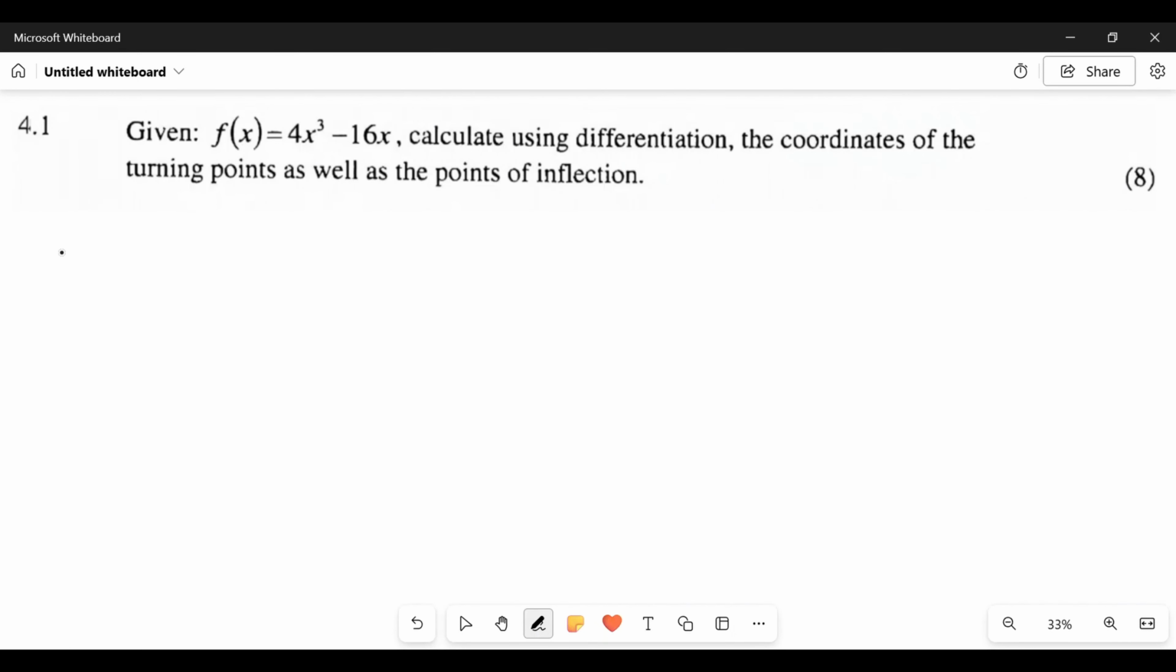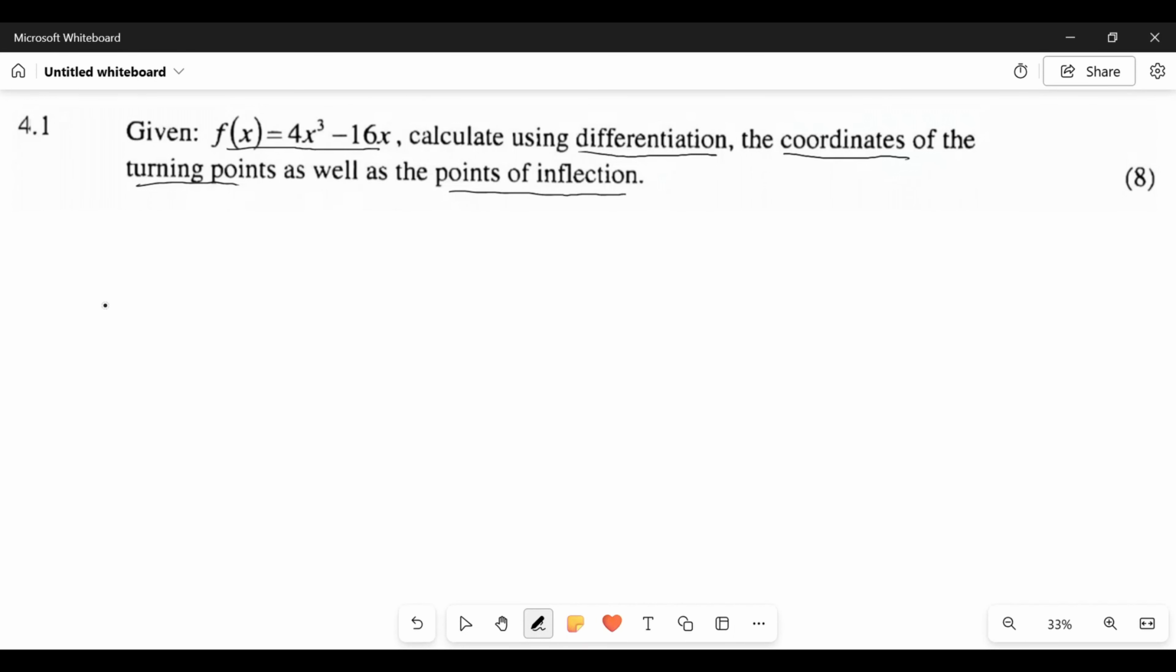All right guys, let's look at 4.1. Now the question goes like this: given is f of x equals 4 multiplied by x cubed minus 16x. Then they say, calculate using differentiation the coordinates of the turning point as well as the point of inflection. So what they want here is for us to find the coordinates of the turning point and the point of inflection, and we must use differentiation to do so. So here is the function that they gave us to work on.